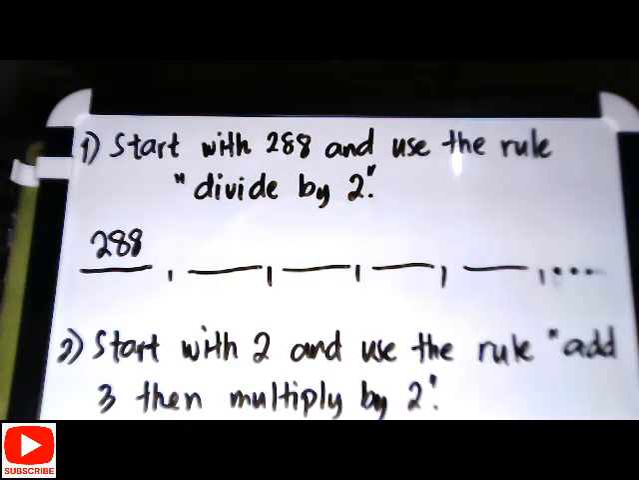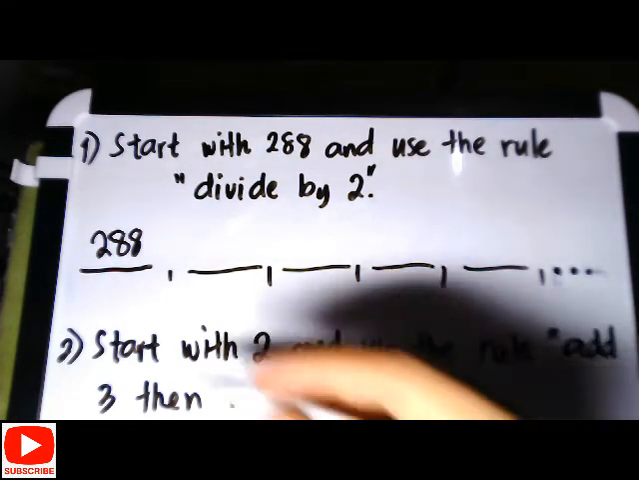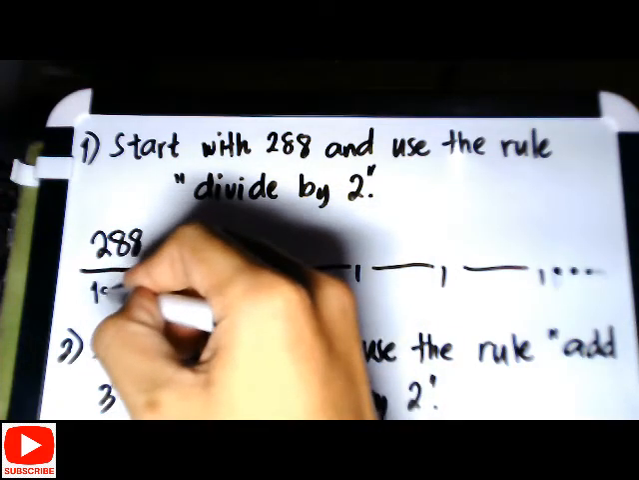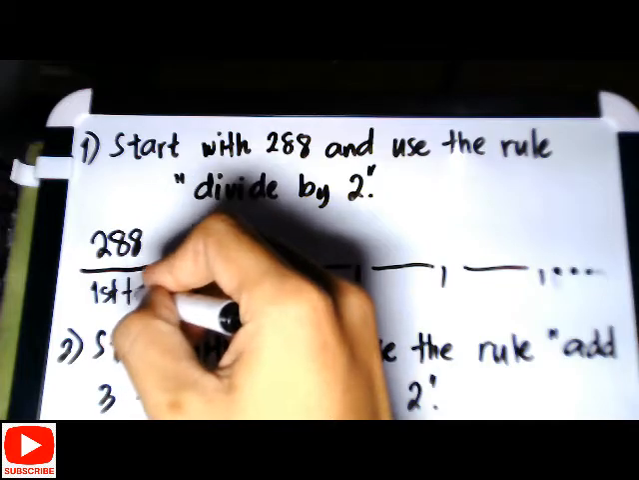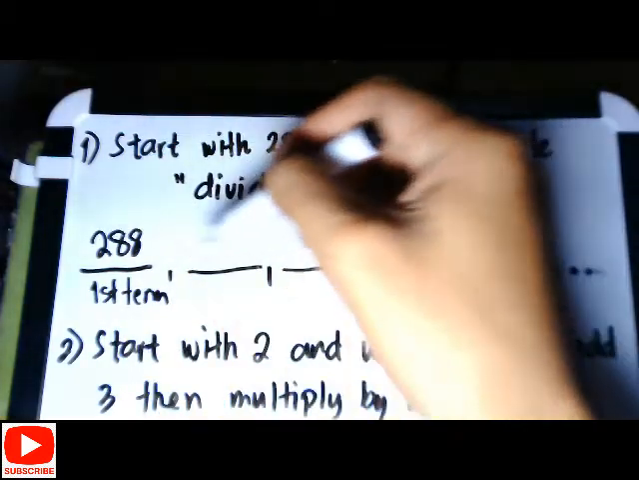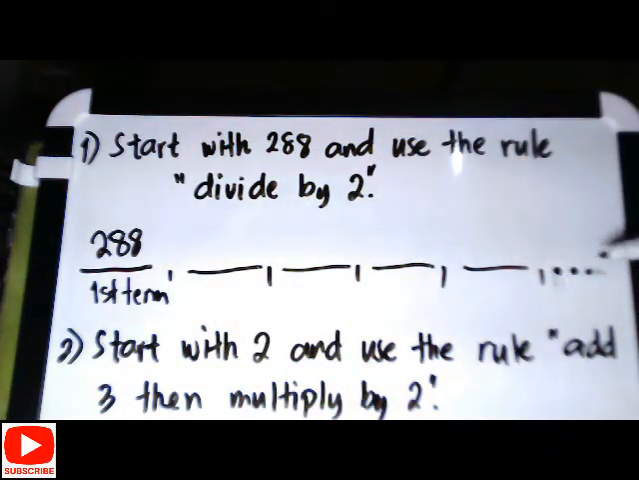Okay, this time let's try generating patterns. Let's start with number 1. Start with 288 and use the rule divide by 2. Here, the first term is 288. Again, the numbers in each sequence are called terms. So the first term is 288.